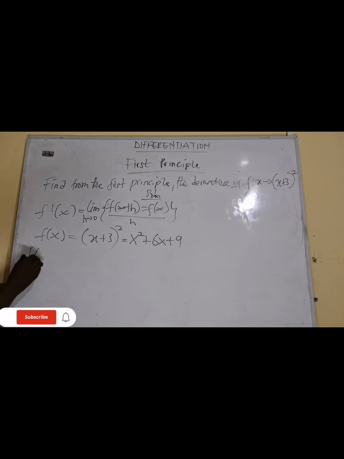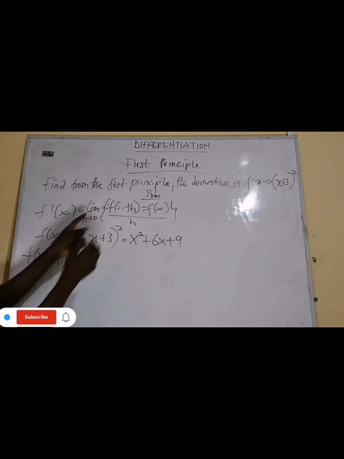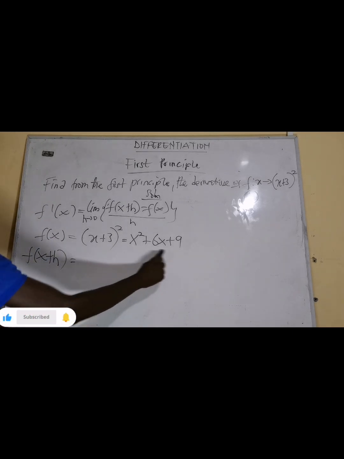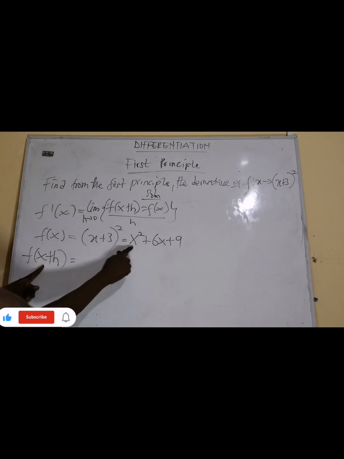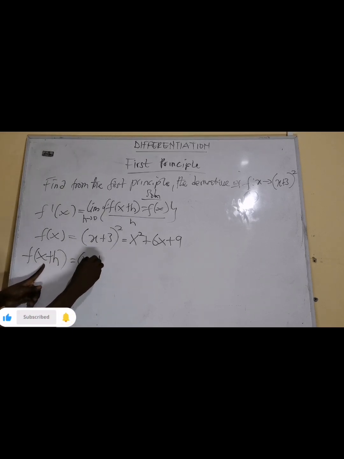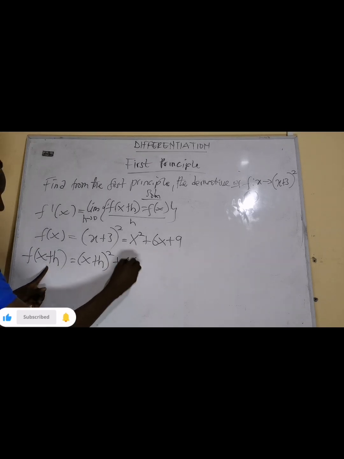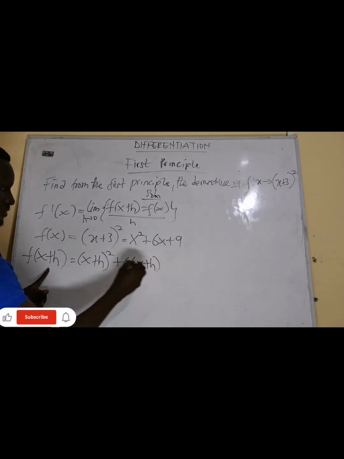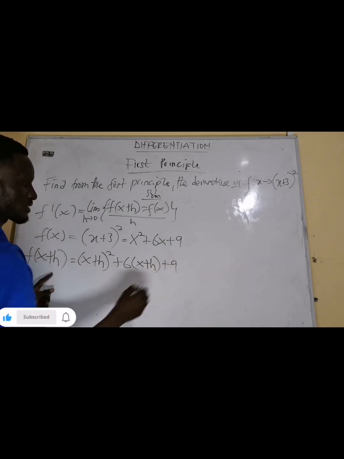Now let me find f of x plus h. Where I see x in this particular question, I'm going to put x plus h there. I'm going to use the expanded form. So I have x here, x is the same as x plus h, all squared. Plus 6, I have x here, x is the same as x plus h. And then we have plus 9.